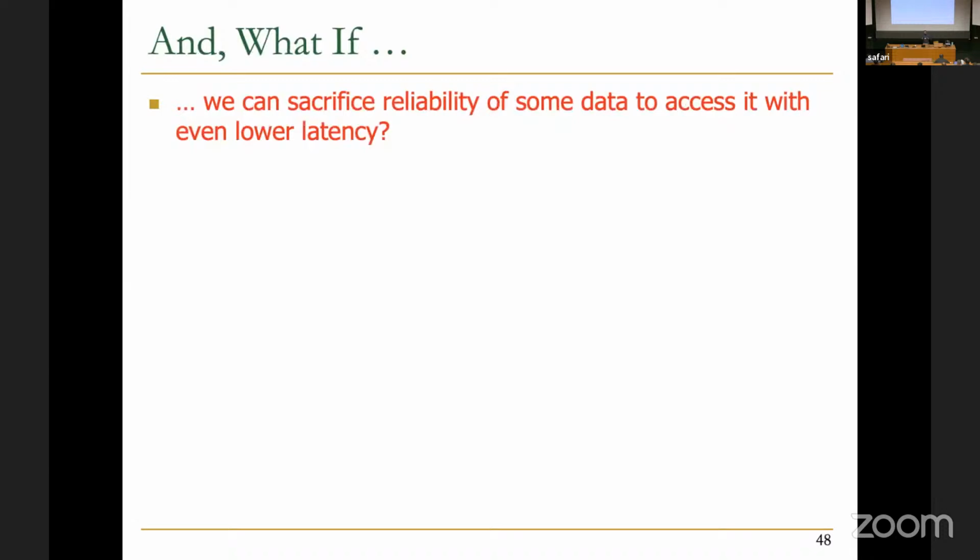Okay, so this is pretty much the end of the latency part, but I just want to leave this question here. If we can sacrifice reliability of some data, can we further reduce latency? Can we make use of it? I will not answer this question in this talk, but later in some other talks during track 4, the EDM paper will be presented, so you can get more information about this line of research as well.